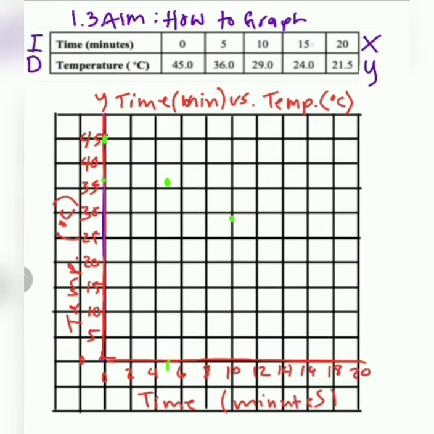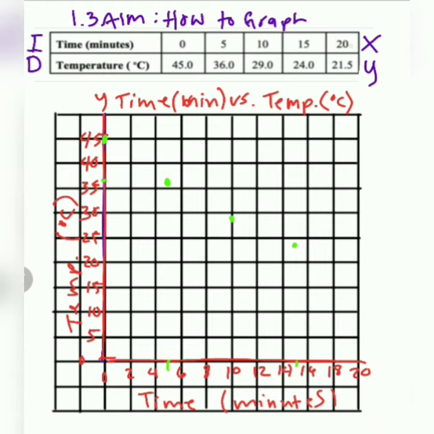Next, 15 minutes, 24 degrees Celsius. 14, there's 15 on this line, marking my spot. And then it should be 24 degrees Celsius. There's 25, if you can read my handwriting. And 24 is going to be just below the line. So I'm going to put a dot right about there. Good. And then 20 minutes.